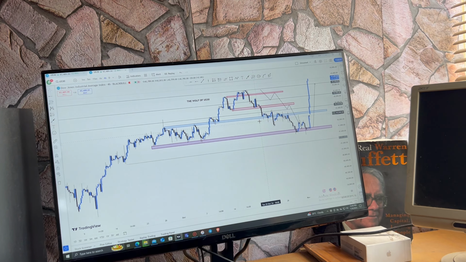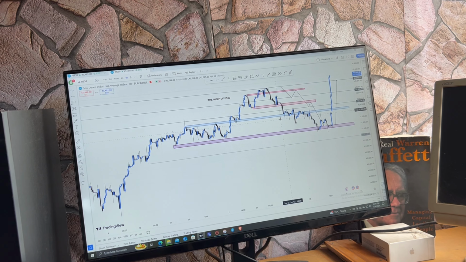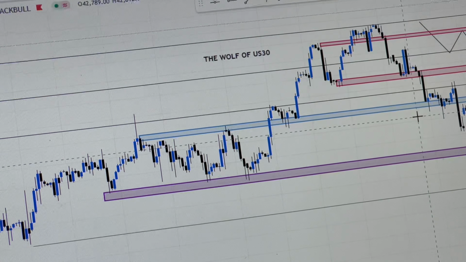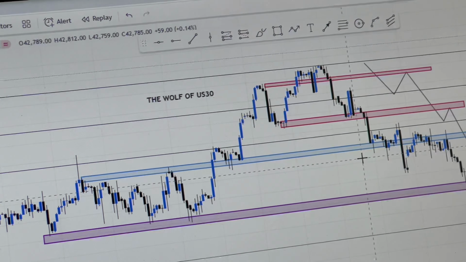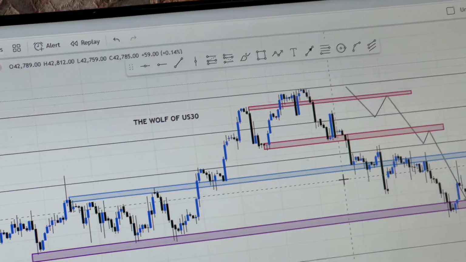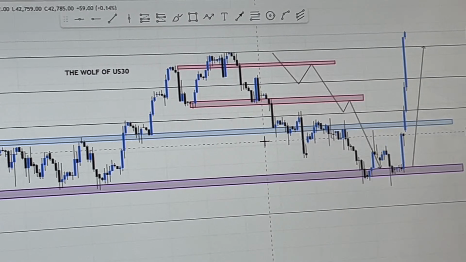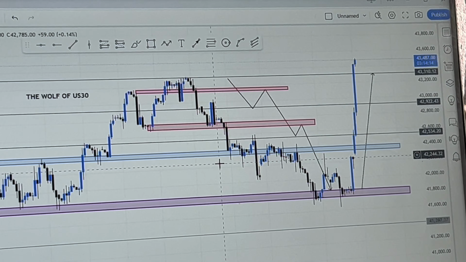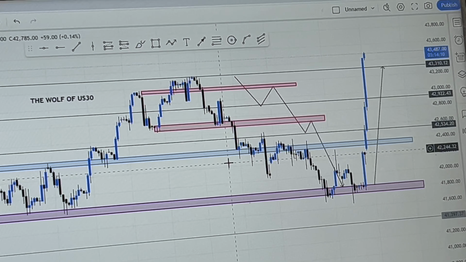Guys, I'm back as a full-time trader. So this is the Wolf of US30. From being the master of German 30 to being the Wolf of US30. So guys, I'm gonna show you and make you understand what's going on here. As you can see, the analysis is very perfect. So I'm gonna dive in and show you what's happening.